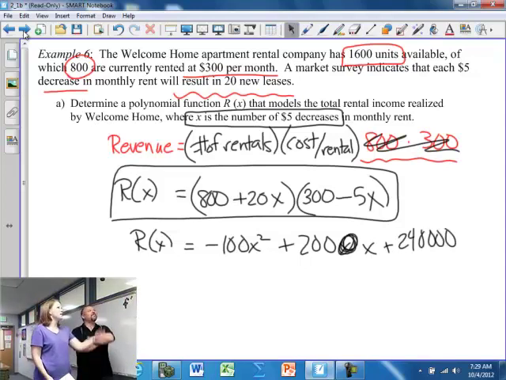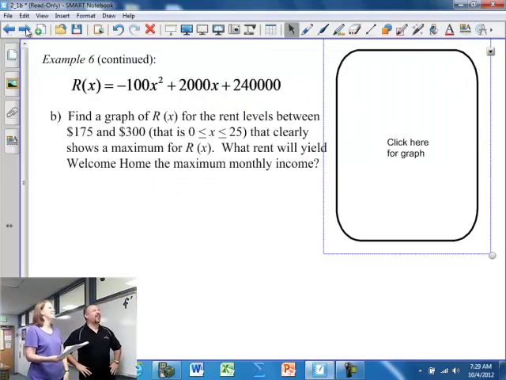Do you know the Egyptians didn't have zeros? Oh my goodness, I did not know that. All right. Thank you for sharing. So there's our function.